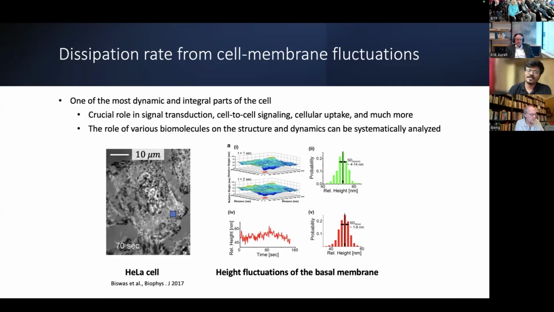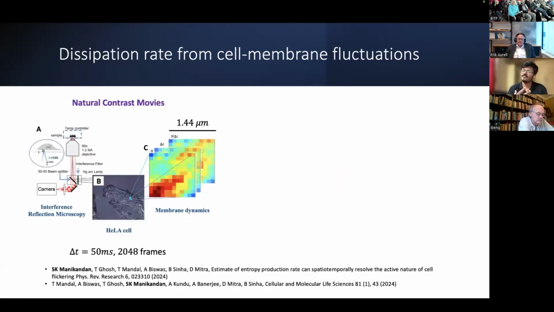Now, we can also look at this in space and time. We can look at it across the surface of the cell membrane. You can also look at it in time, locally in a region. And from that data, you now have a time series of height fluctuations across the cell surface and in time. Now we take this data and apply a machine learning algorithm on it.